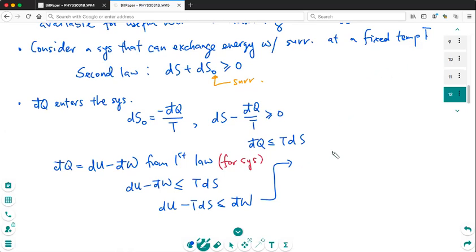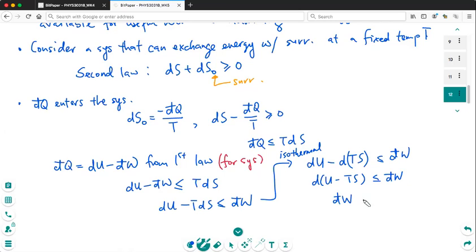Okay, for the fixed temperature isothermal process, I can then put this T into the differential, right? This is isothermal. Okay, then I will have U minus Ts is less than d bar W. Okay, then I get the result I want.